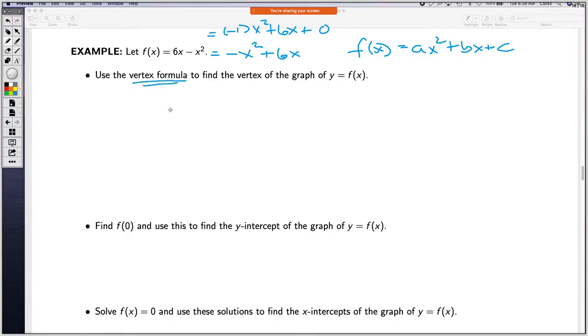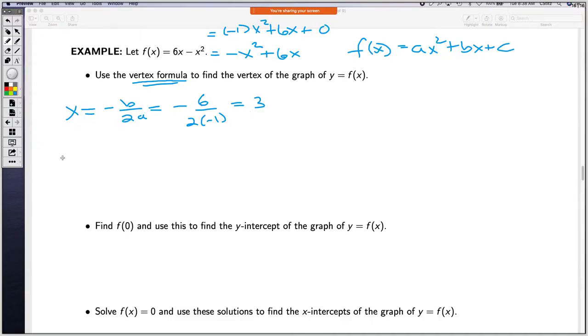Now since we're not in the standard form, we're in the general form, we've got to use the vertex formula. The vertex formula: x equals the opposite of b over 2a. That's the opposite of b, which is the coefficient of x, so that's 6 over 2a. a is the coefficient of x squared, that's negative 1. You go through the machinations here, you get negative 6 over negative 2. That's a positive 3.